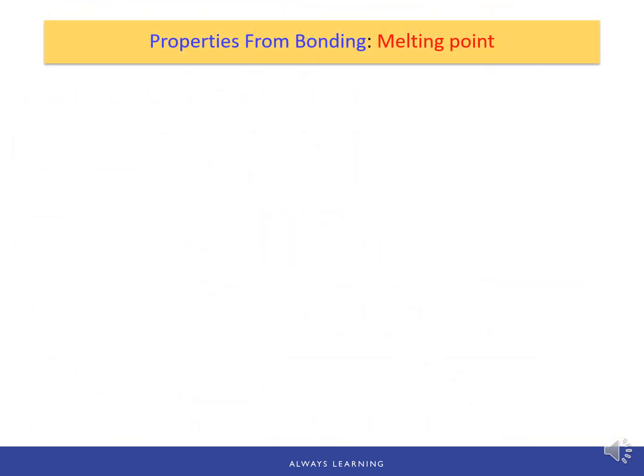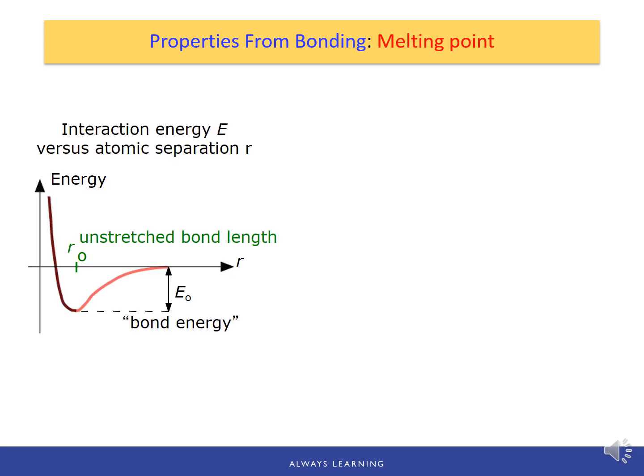Now let's see how we can use the bonding energy diagram to predict the properties of the material. First, let's take a look at the melting point of the material and how it is related to the bonding energy. So here again is the bonding energy versus the interatomic distance R, and R0 is the equilibrium interatomic distance.